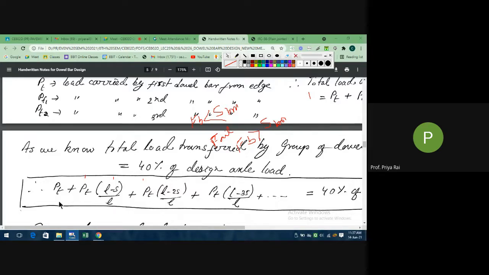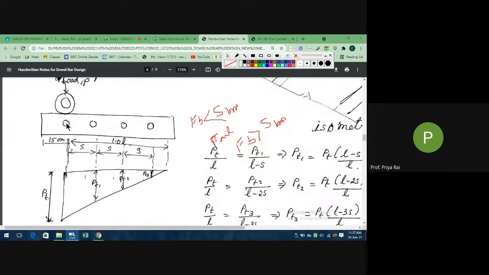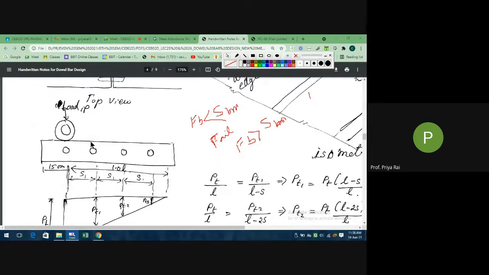Now in order to increase the number of the Dowell bar, see here, what do we have to do now? Your spacing will reduce or increase? If we increase the number of Dowell bar, your spacing will be reduced or it will increase. Suppose initially it was S1, now it is S2. Now tell me, S2 will be greater than S1 or lesser than S1? Which one?